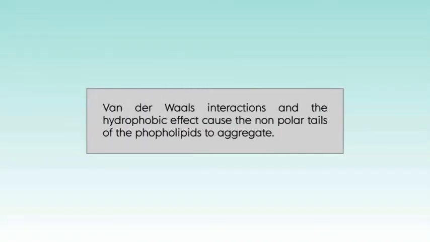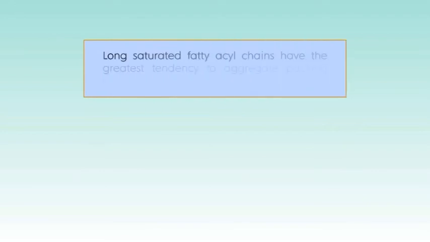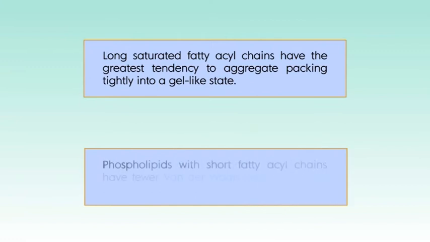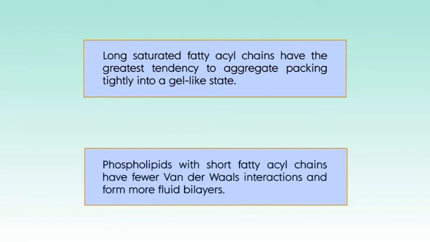The degree of membrane fluidity depends on the lipid composition, the structure of the phospholipid hydrophobic tails, and temperature. Van der Waals interactions and the hydrophobic effect cause the non-polar tails of the phospholipids to aggregate. So, long saturated fatty acyl chains have the greatest tendency to aggregate, packing tightly into a gel-like state. Phospholipids with short fatty acyl chains have fewer van der Waals interactions and they form more fluid bilayers.